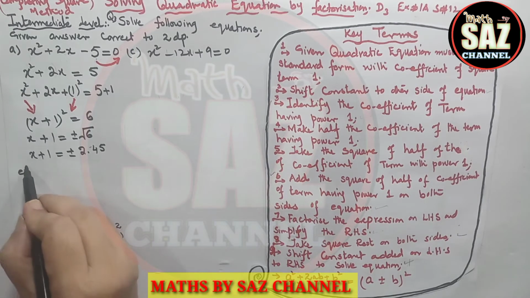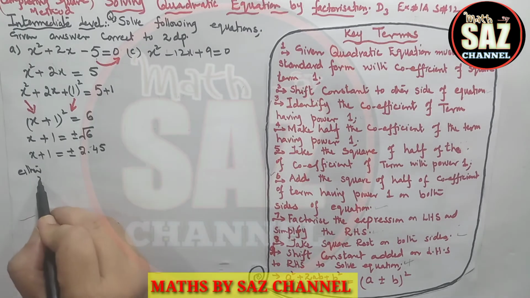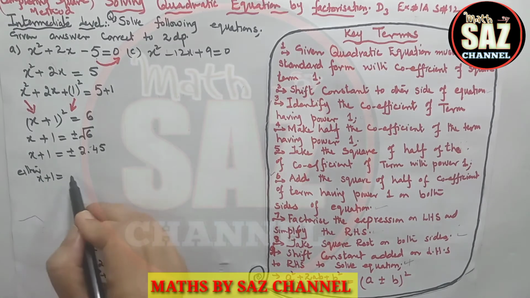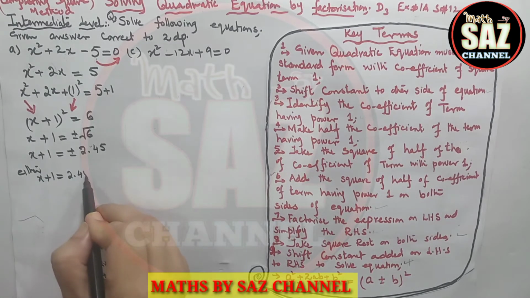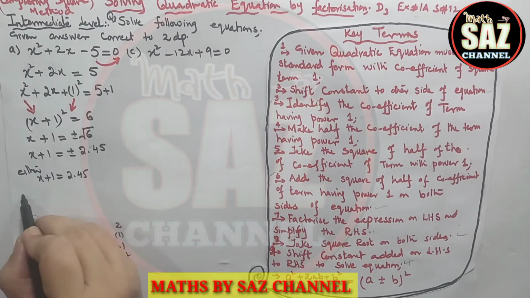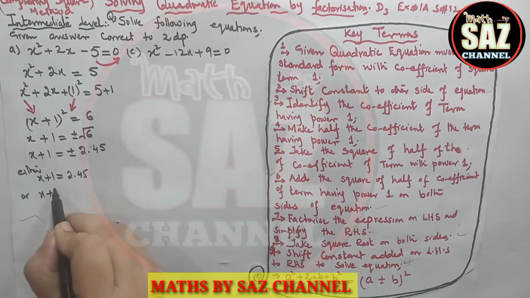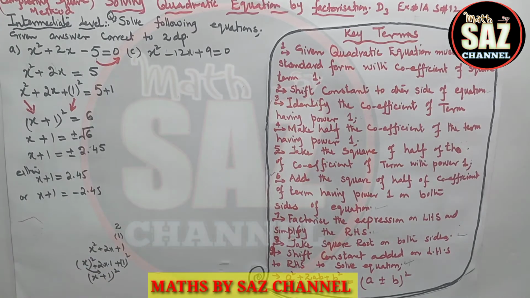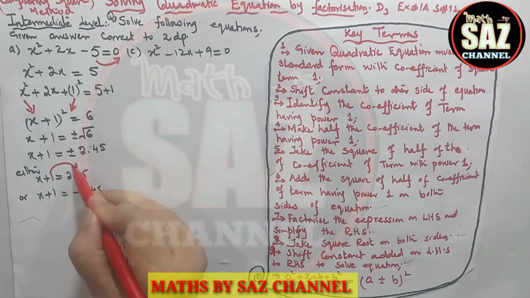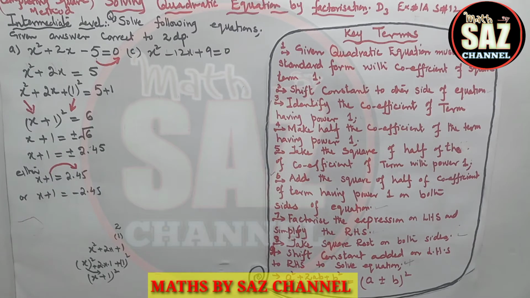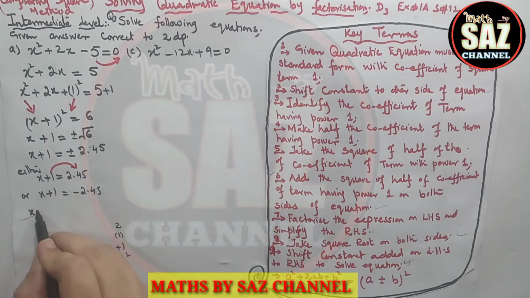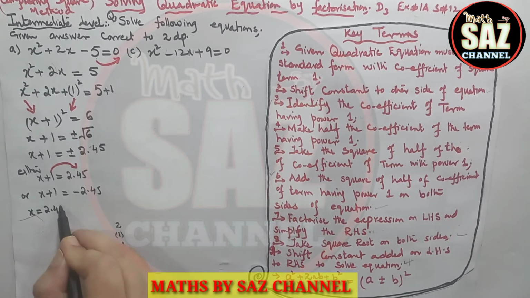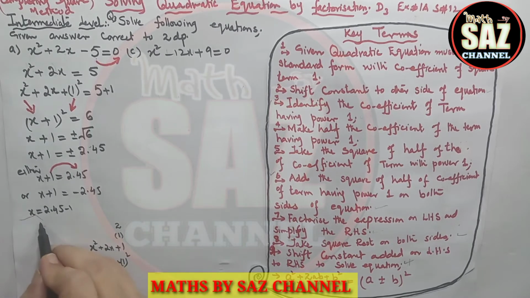Now either x plus 1 will be equal to 2.45 or x plus 1 equals minus 2.45. From the first equation, shift this 1 to the other side, and I will have x equals 2.45 minus 1, which is 1.45.